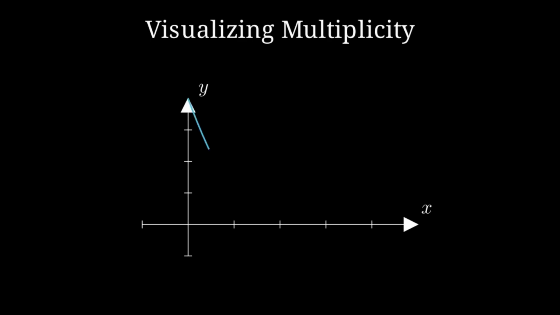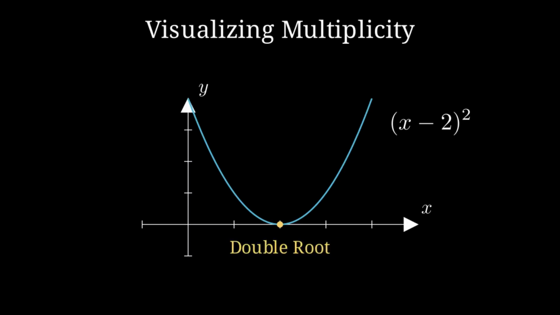Sometimes a factor appears more than once. Graphically, this looks like a bounce on the x-axis rather than a crossing. This is called multiplicity, and synthetic division will work for that root multiple times.